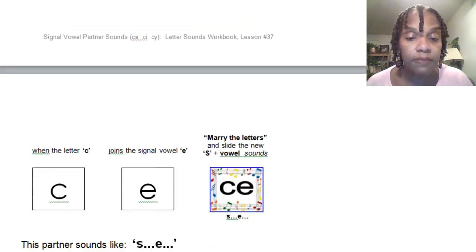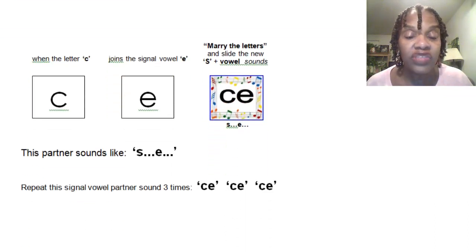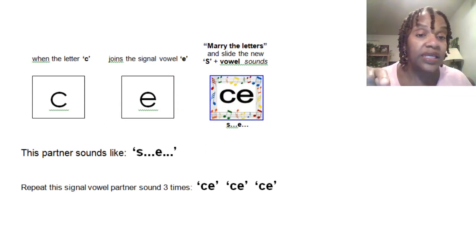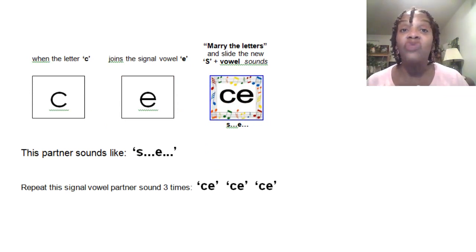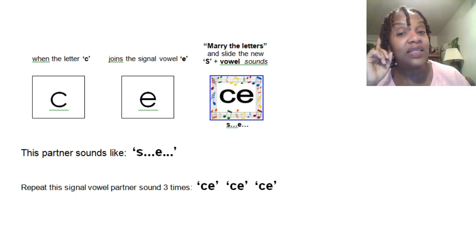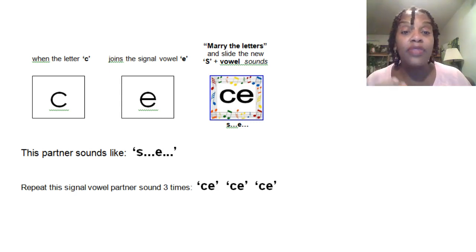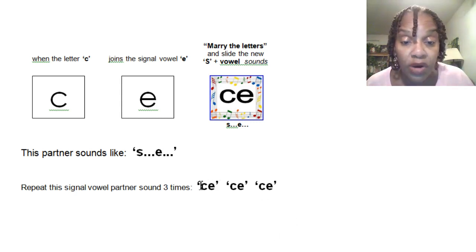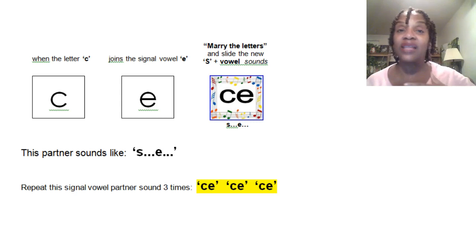Let's move right along. So now we're going to officially start the class. So here goes. When the letter C joins the signal vowel partner E, we marry the partners, and we listen for the new sound. And the new partner sound is se. You say it, se. So let's repeat this new partner sound here on the screen. Let me highlight it for you here. Let's repeat this sound 3 times. I'll say it first, and then you say it.